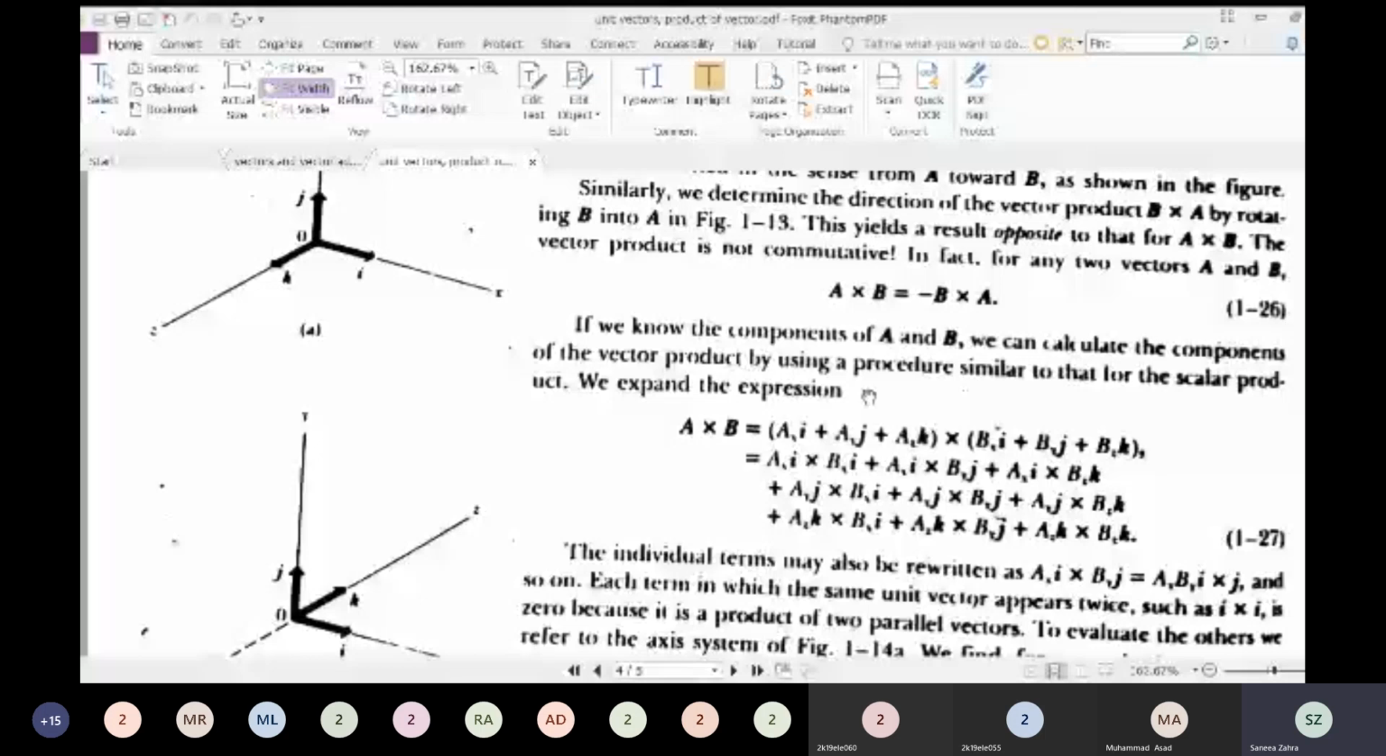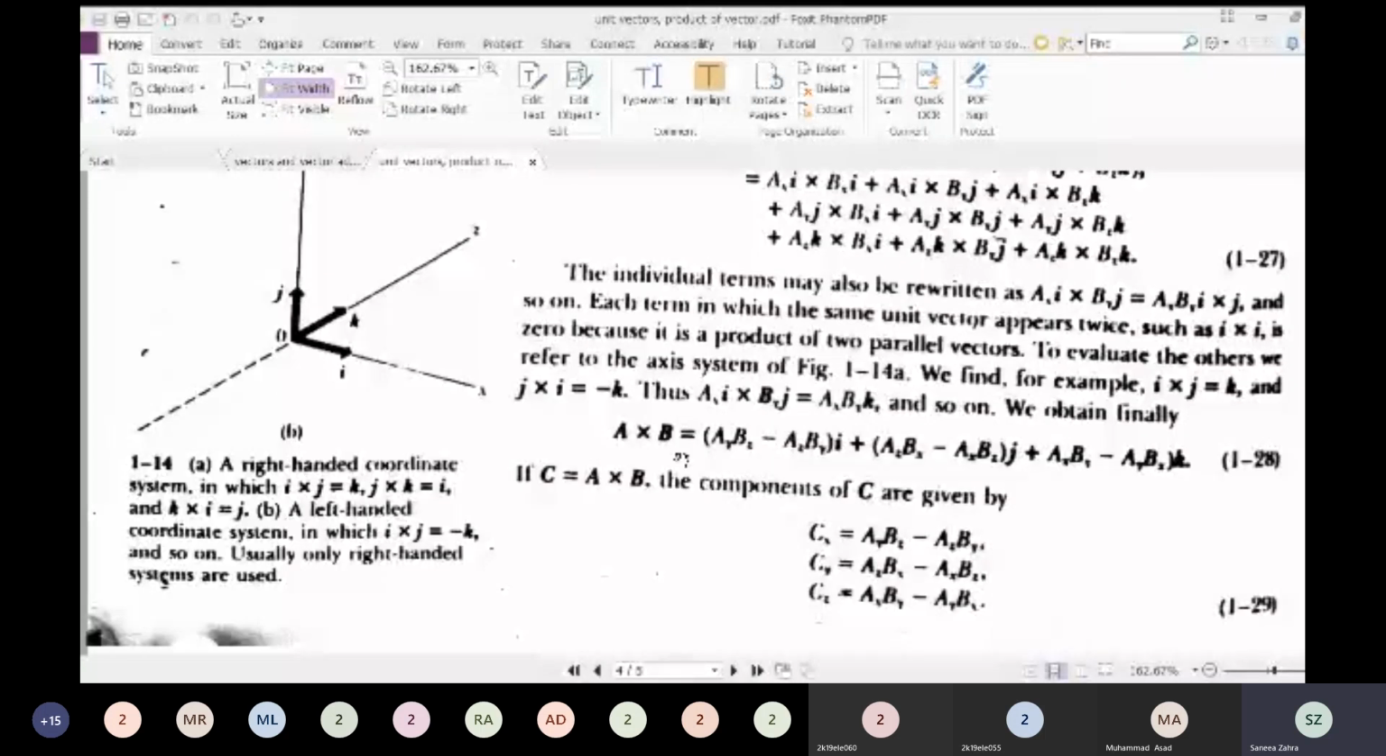So when you further solve it, you will get the resultant A cross B equals AY BZ minus AZ BY with I common, plus AZ BX minus AX BZ with J common, and AX BY minus AY BX with K common. So this will be Cx because it has the unit vector I. It will be Cy because it has the unit vector J. And it will be Cz because it has the unit vector K.